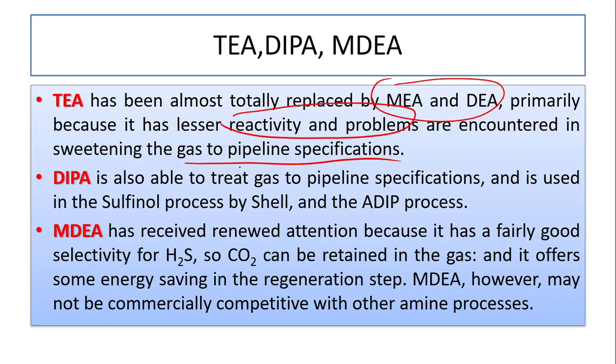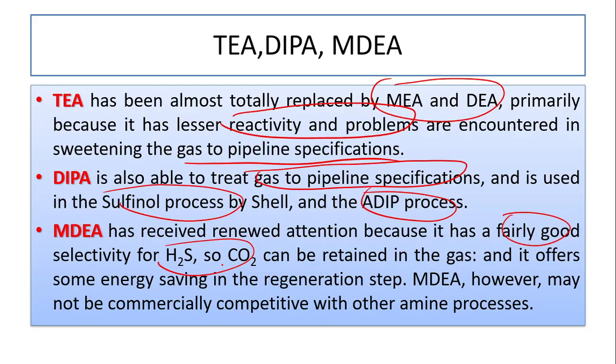DIPA is also able to treat the gas up to the pipeline specification and is used in the Sulfinol process by Shell and the ADIP process. So DIPA is also used in some industries. MDEA has received renewed attention because it has a fairly good selectivity for H2S and CO2, and selectivity towards H2S and CO2 can be retained in the gas, and it offers some energy saving in the regeneration steps. MDEA, however, may not be commercially competitive with the other amine processes.